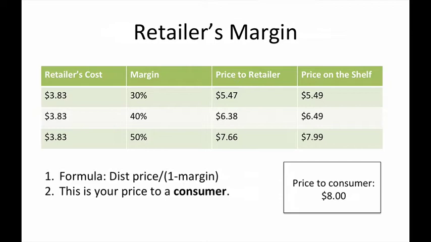Well, those are weird numbers for a retailer. So in that last column, the price on the shelf is going to get rounded. So $5.47 becomes $5.49, $6.38 becomes $6.49. They make a little bit higher margin. And $7.66 becomes $7.99. So the product that you are making for $1.34 is being sold to a consumer for $8.